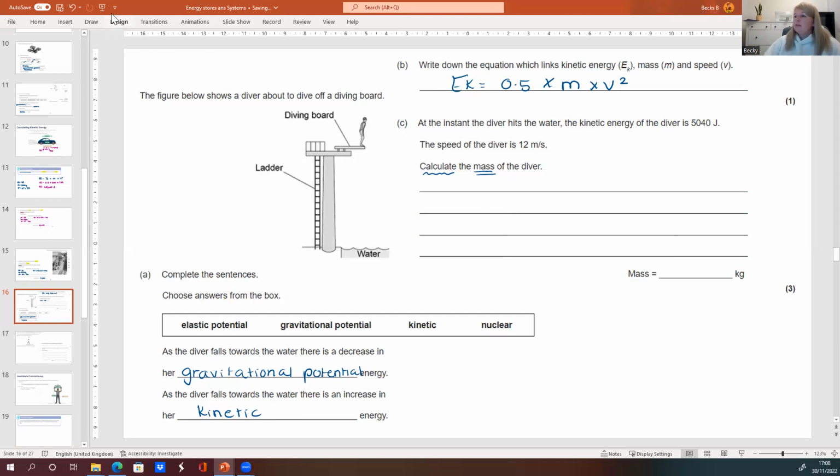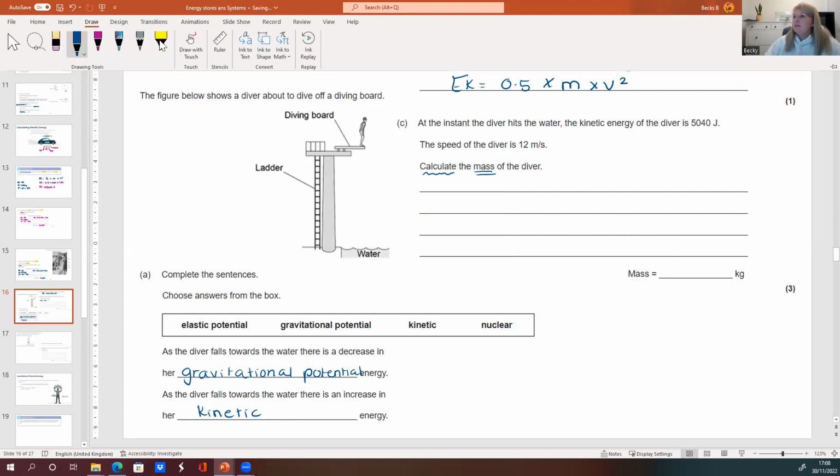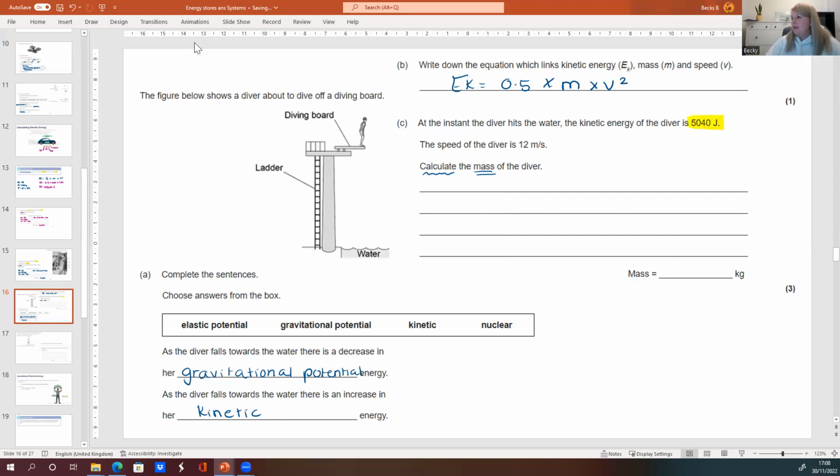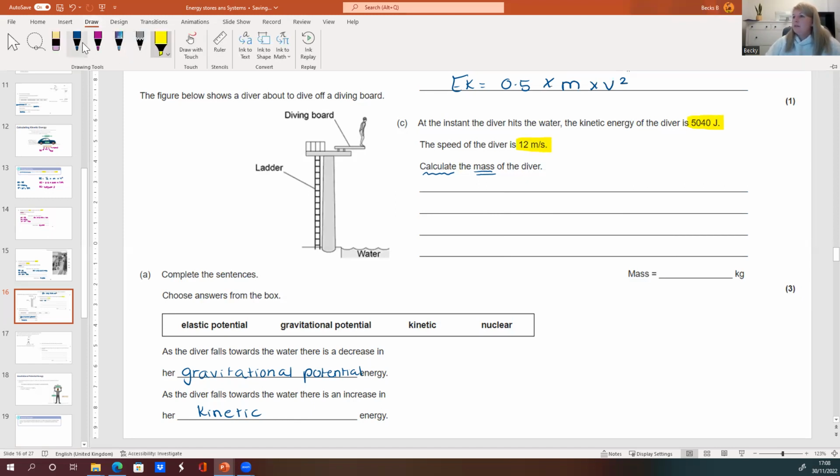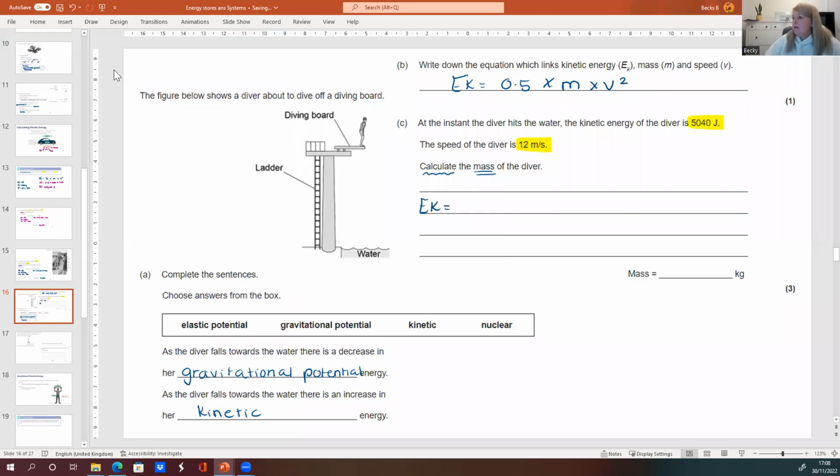Same process. Let's highlight the numbers, see what we know. Okay, got one there, I've got energy and I've got a speed. Let's pull them out so I don't end up writing the wrong one. So do I know EK, m and v squared? So this time I do know the kinetic energy. So I've got 5,040 joules. I don't know the mass.